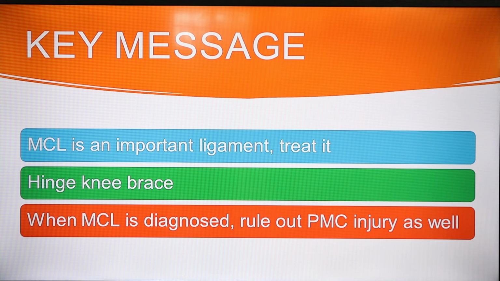When MCL is diagnosed, please rule out PMC as well, because the reason for instability is sometimes not your MCL but your POL as well. So sometimes they might need surgical intervention where MCL and POL reconstruction is needed.